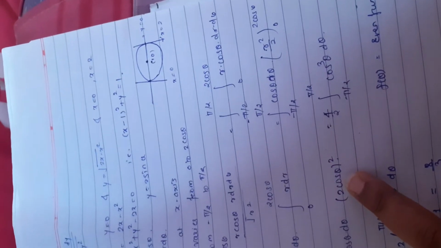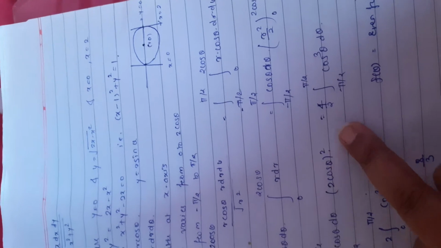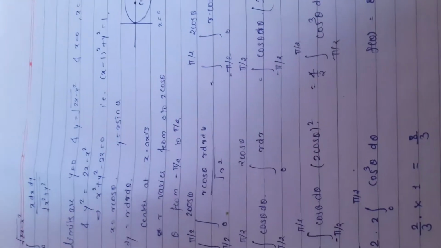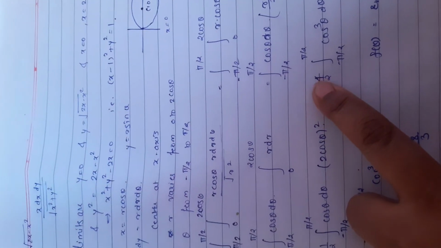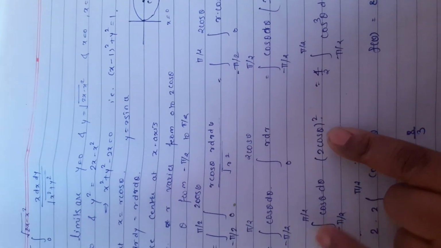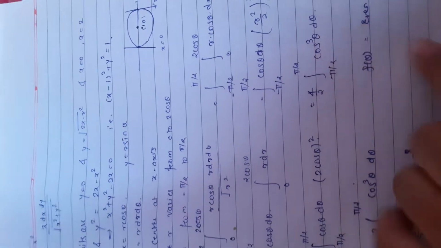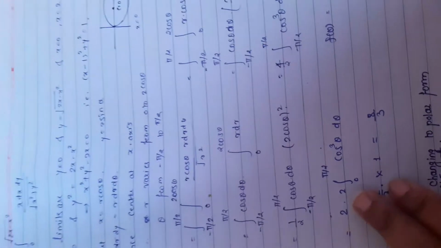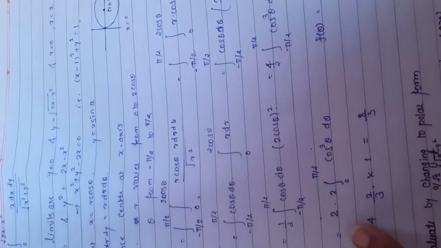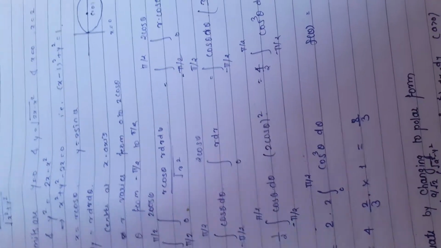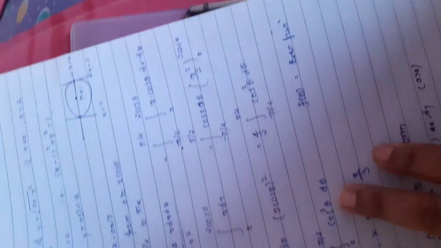So the upper limit is 2 cos theta, so 2 cos theta squared; the lower limit is 0, so it is not necessary. 2 squared is 4, so 4 by 2, and here cos squared and one cos become cos cube theta. So therefore 2 into 2 goes on division, so this will be equal to, now cos is an even function.